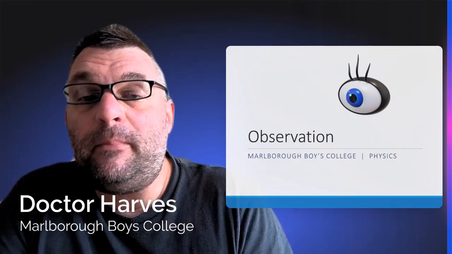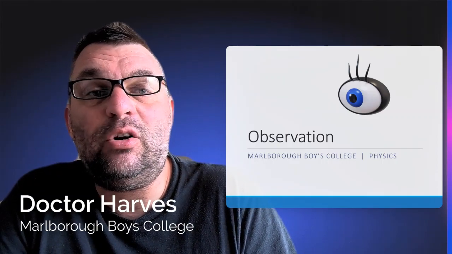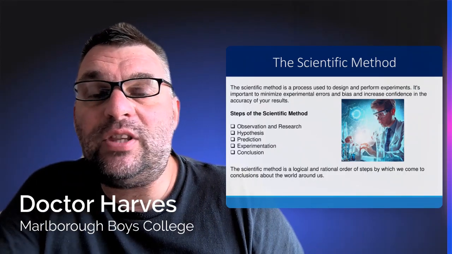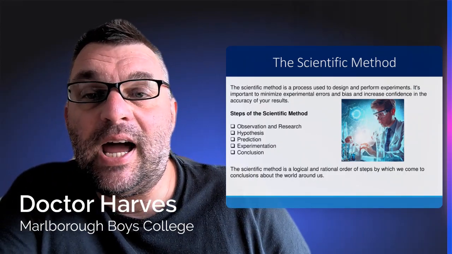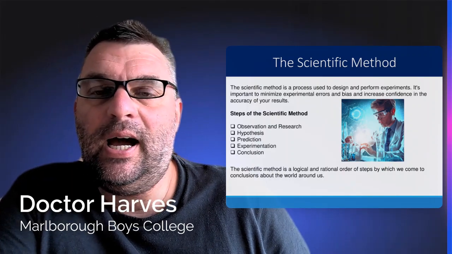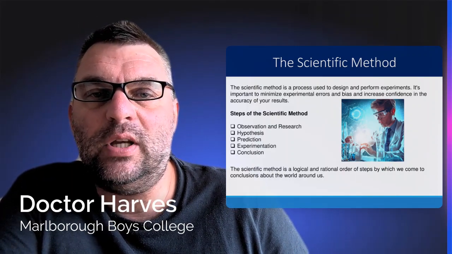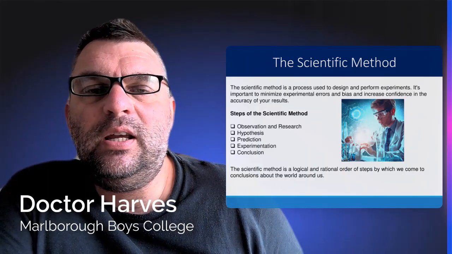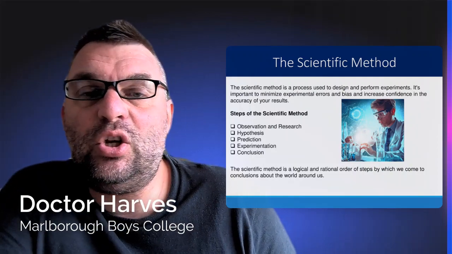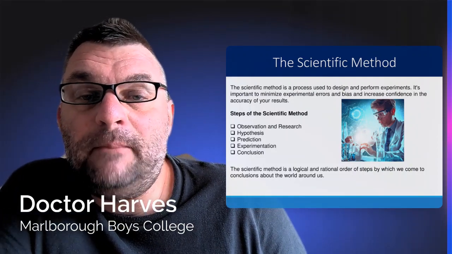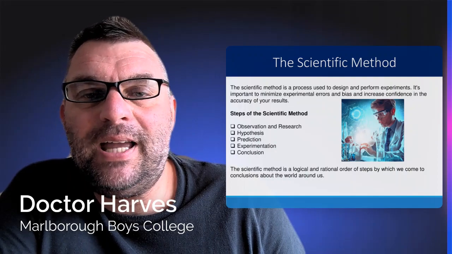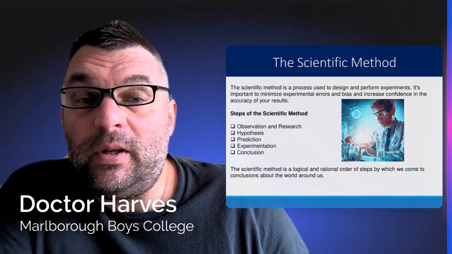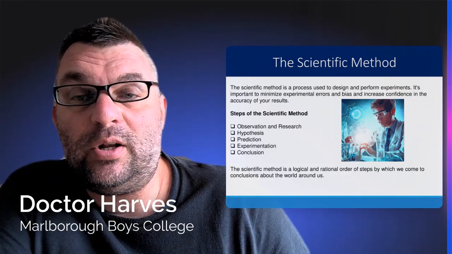Okay, so the first part of the process is the idea of observation. Basically, we're going to use the scientific method to try and answer a question which will be posed to you as part of your assessment. In order to do that, we'll be using the scientific method, which requires observation and research, development of a hypothesis, a prediction has to be made, then we'll do some experimentation, and then from the experiment, we're going to draw some conclusions about the problem we're trying to solve.